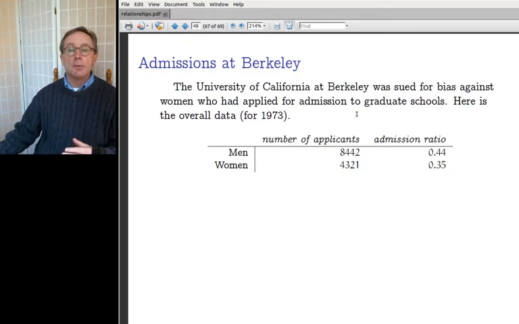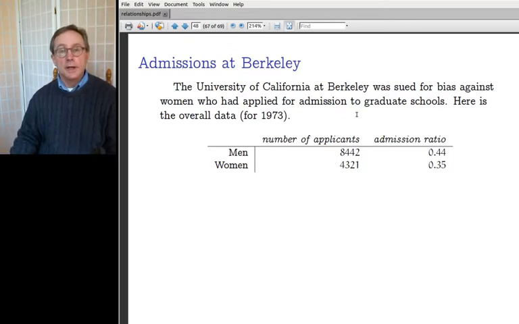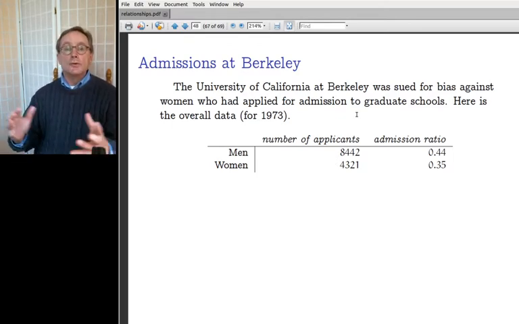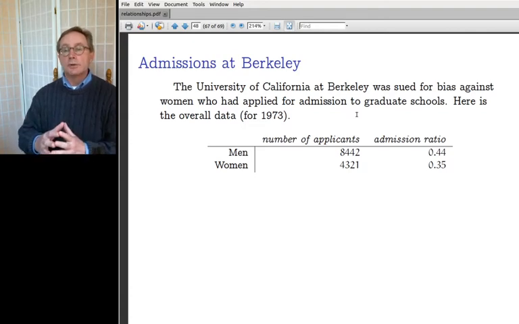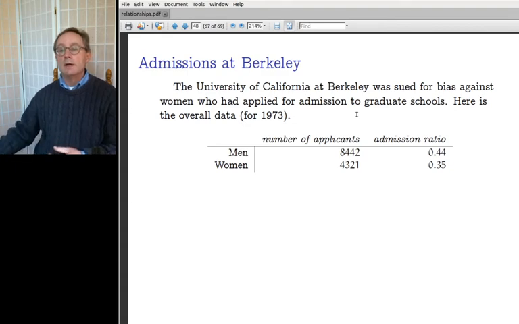The University of California at Berkeley is one of the top graduate schools in the world. The future leaders of the world, CEOs of Fortune 500 companies, governors, presidents, heads of department of the cabinet, lots of people come from the University of California at Berkeley. So who gets in there is very important. And the University of California at Berkeley was sued for bias against women who had applied for admission to graduate school. Here's the overall data. Look at this. It's very straightforward. Men were admitted 44%. Women were admitted 35%.